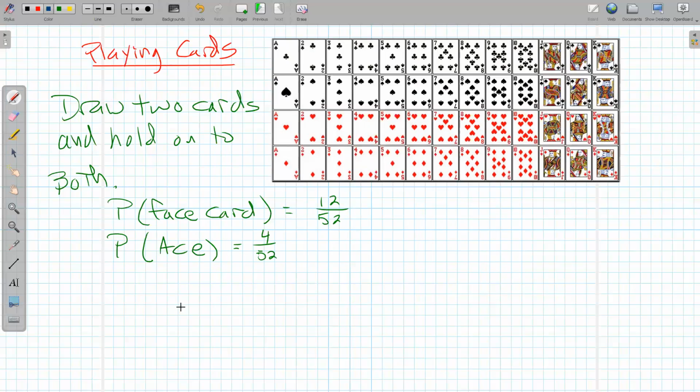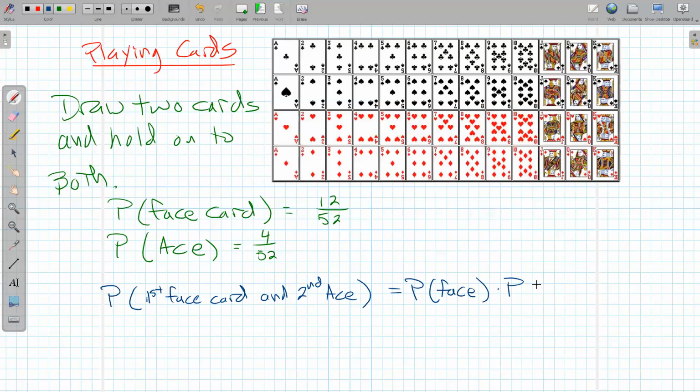Now it gets a little more interesting if I draw the 2 cards instead of just 1 at a time on their own. So for example, what's the probability of first getting a face card and second getting an ace? So one way to think about that, that would be the probability of getting a face card times the probability of getting an ace next, second draw, if I already have a face card.